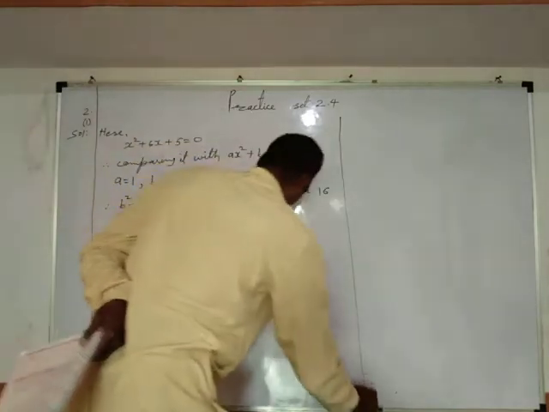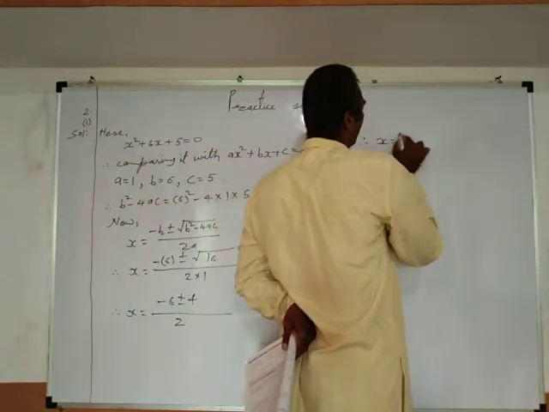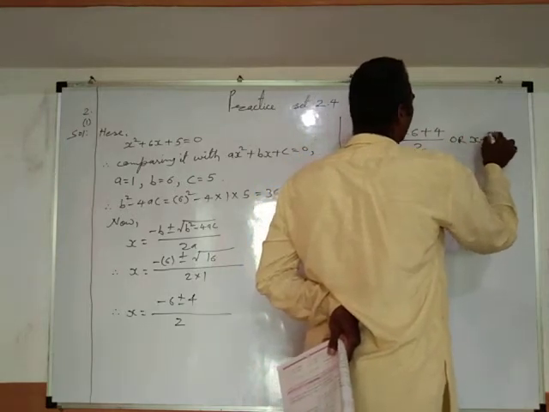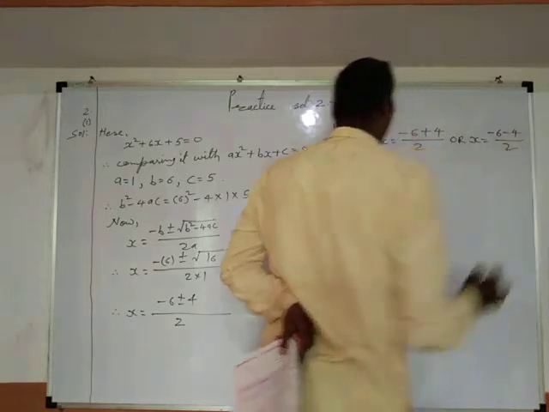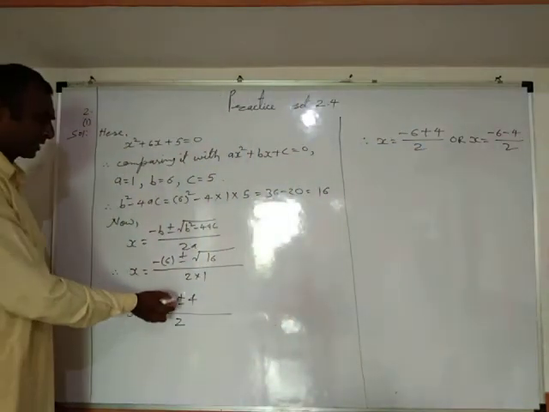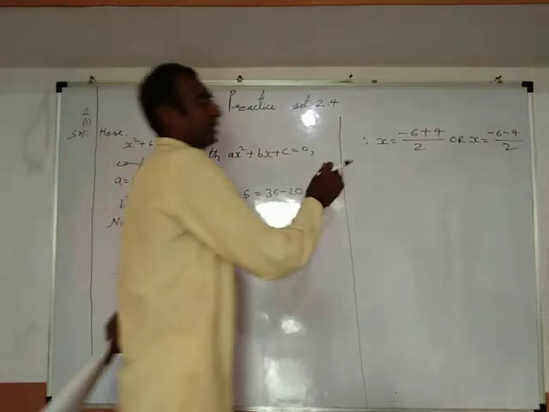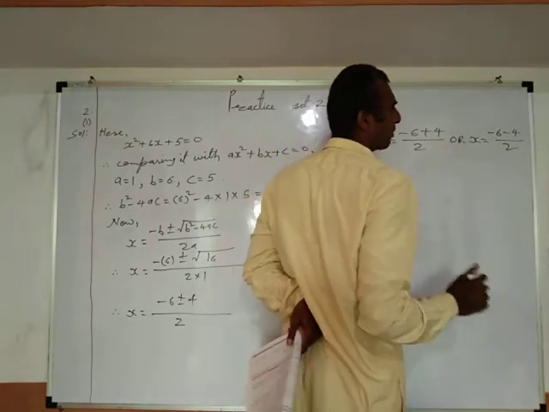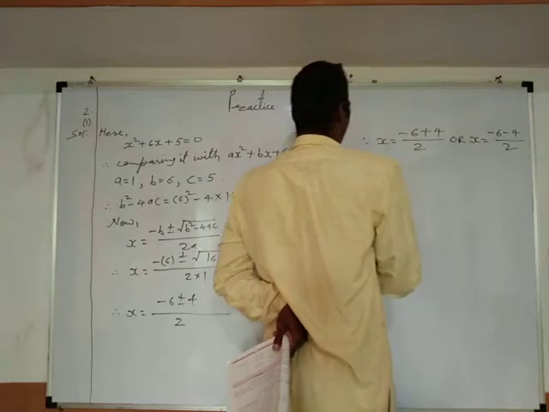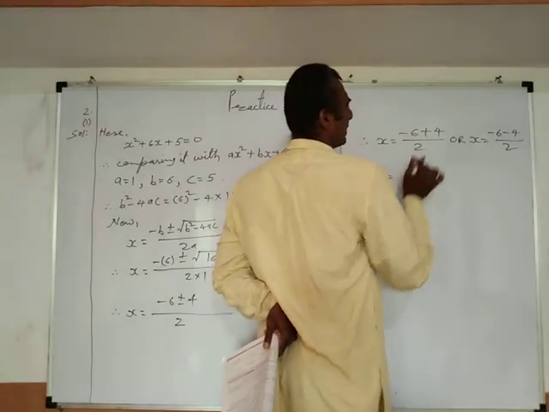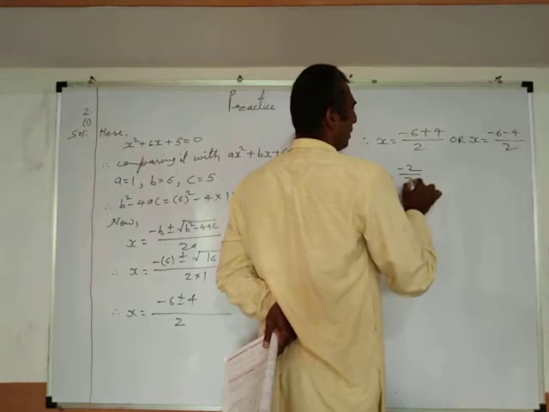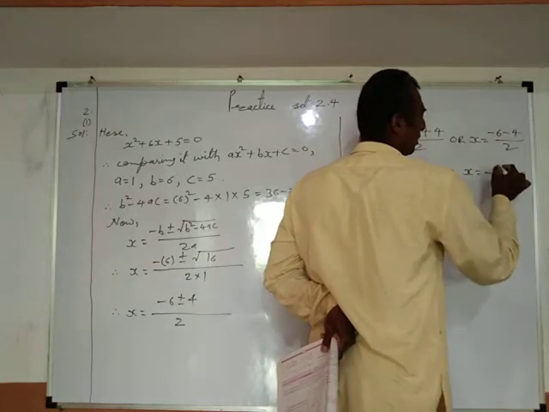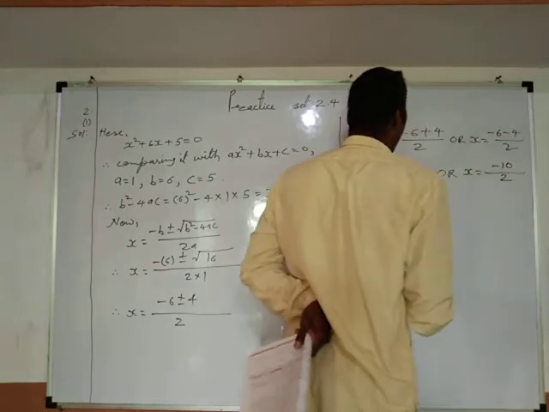Okay, and therefore x equals minus 6 plus 4 upon 2, or x equals minus 6 minus 4 upon 2, because here x equals minus 6 plus or minus 4 upon 2. We split these two roots: x equals minus 6 plus 4 upon 2, or x equals minus 6 minus 4 upon 2. Therefore x equals minus 6 plus 4 gives us minus 2 upon 2, or x equals minus 6 minus 4 gives minus 10 upon 2.